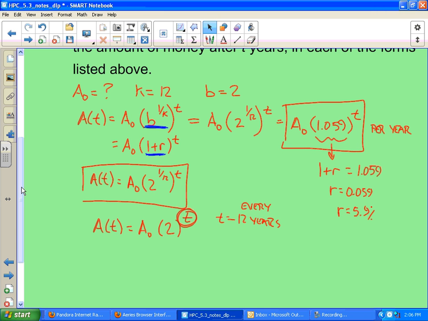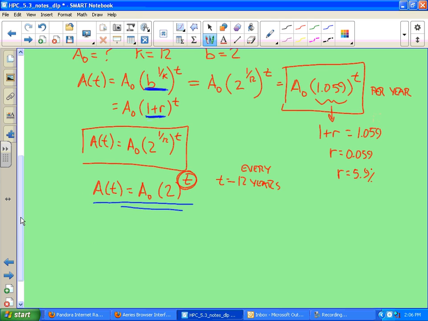Okay, so back to this. If I express the problem like this, that problem would have to be understood that my t doesn't represent a per year thing, but my t represents every 12 years. So that means if I knew I've gone 36 years in my bank account, I plug a 3 into this t, that's going to give me my answer.